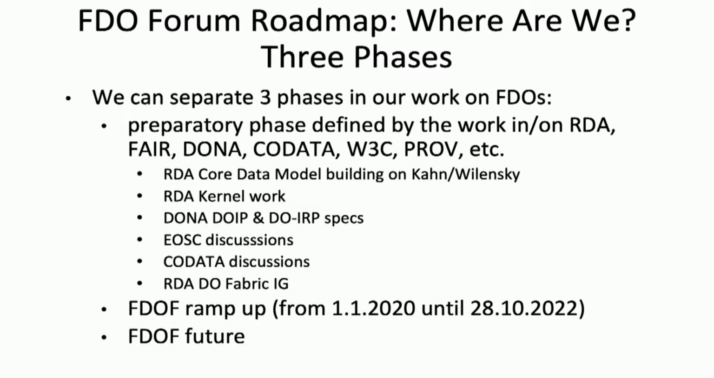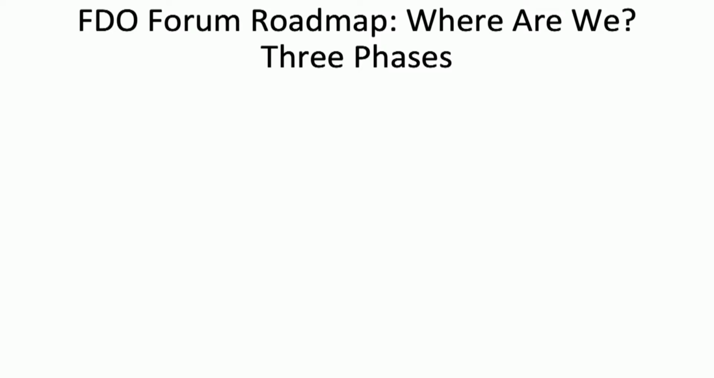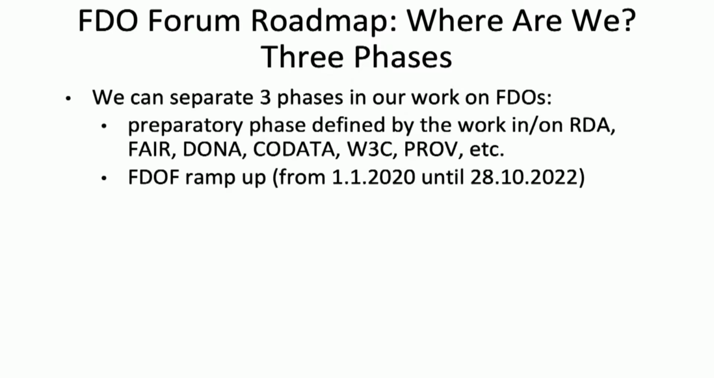What we've started with specifically is the RDA core data model, the kernel work, the DOIP, and information identifier retrieval protocol specs. That's the updating of the handle spec. EAS, CODATA. There's now a great group in RDA called DO Fabric Interest Group. So that's what's happened till now. Then we have the ramp up and the future. So the next slide should show some detail on the ramp up.